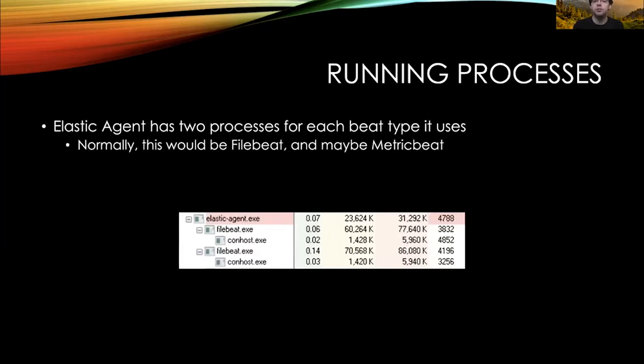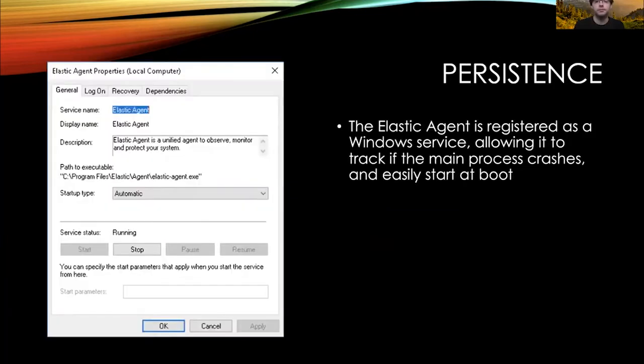The agent has two different processes that it runs so that it can ensure data redundancy and make sure that if one of the processes crashes for whatever reason, another one is ready to go monitoring that data. So there's minimal downtime and loss of visibility on a system. Here we have two Filebeat processes running, and then if you have Metricbeat configured, it would show up there as well. The Elastic agent, as a part of its installation process, registers a Windows service.